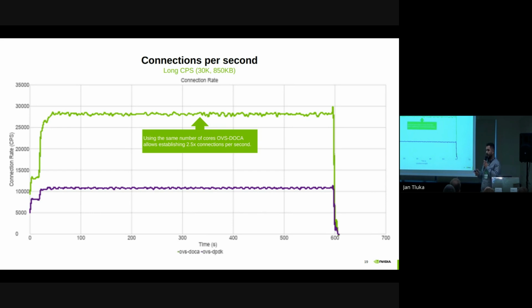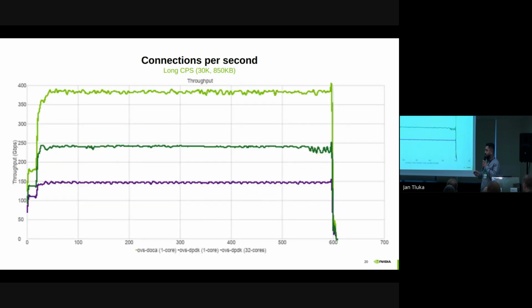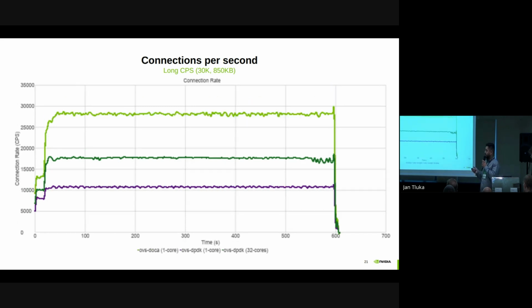So we tried to scale up the PMD threads and the number of RxQs per port. And the best numbers that we could get were with 32 cores attached to OVS DPDK, each core handling only a single queue. The CPUs were isolated. And here we got around 250 gigabits for OVS DPDK, scaled up to 32 cores. Still, OVS DOCA outperforms it by 1.5 times in terms of throughput and also connection rate.